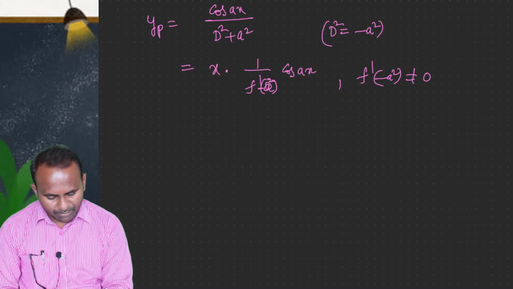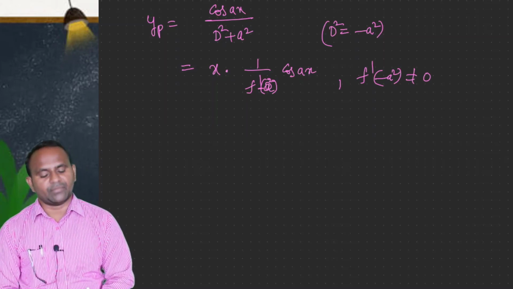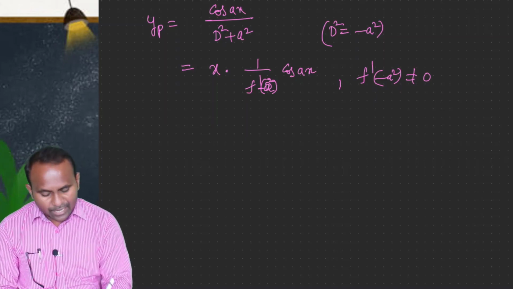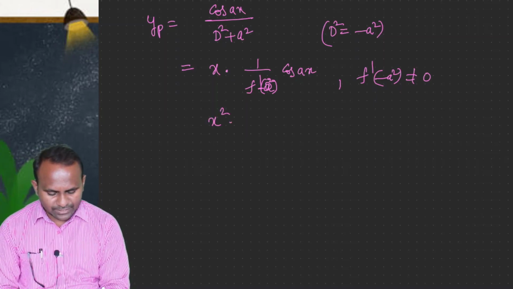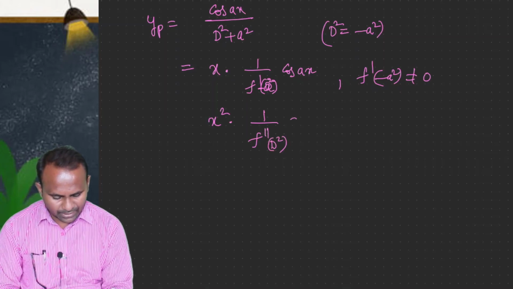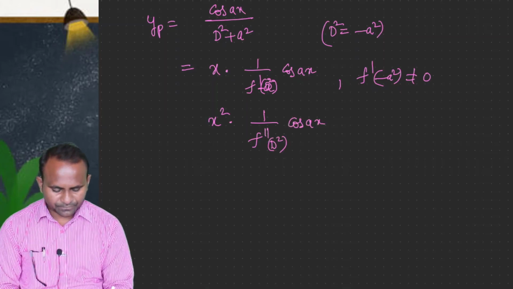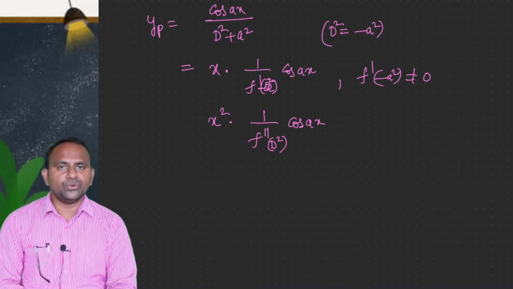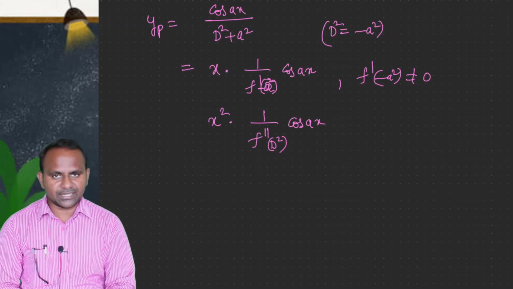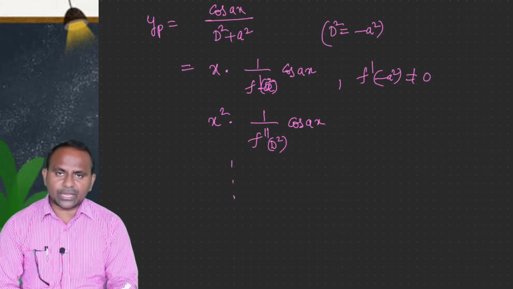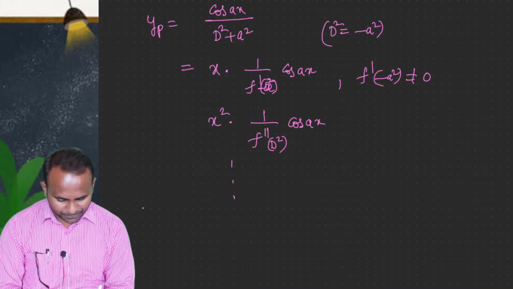You may put minus a square in place of d square, and you proceed. Even if it is also 0, you write that as x square times 1 over the second derivative of the function in terms of d square into cos ax. And you put d square equal to minus a square, and you go on whenever it is not making 0. This is the way. Otherwise, you can directly remember the formulas in this way.